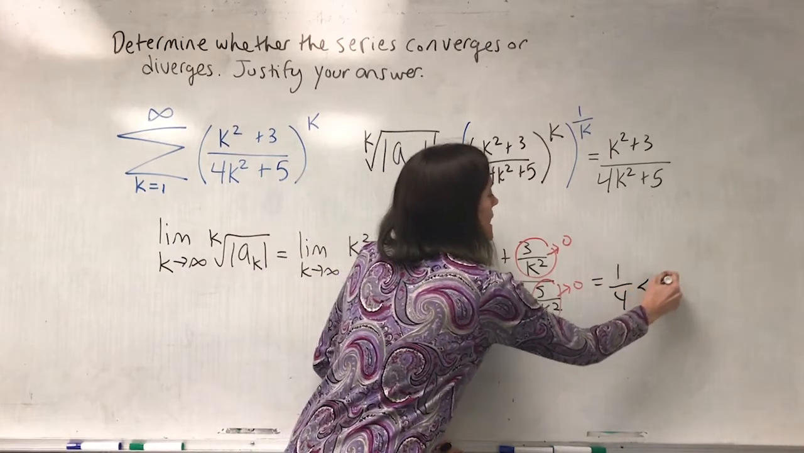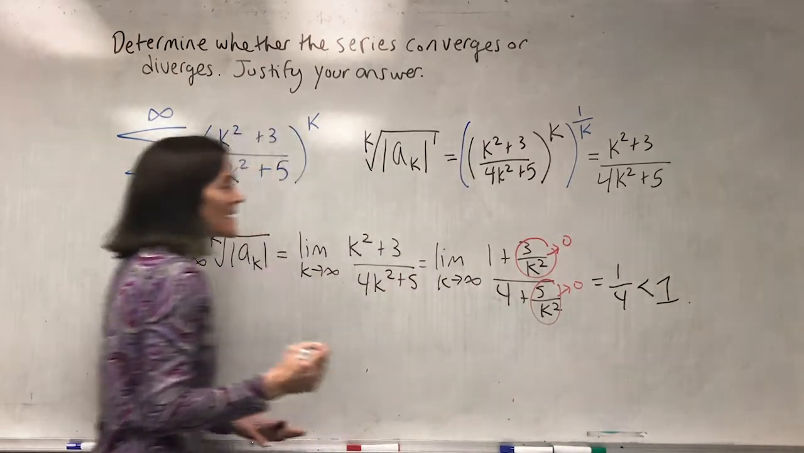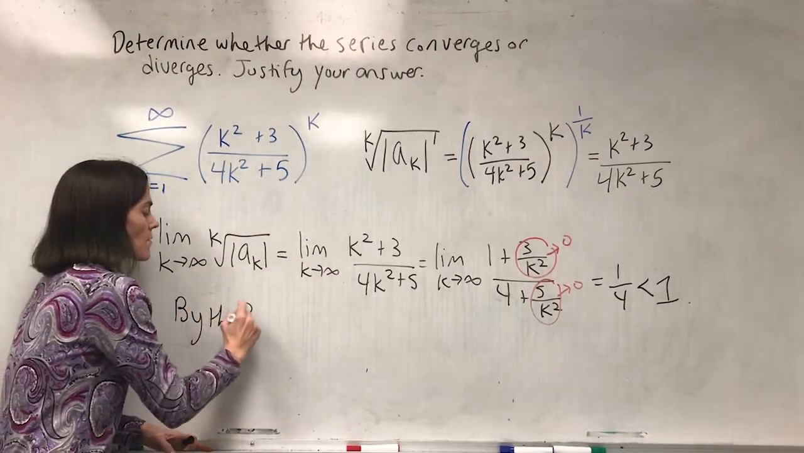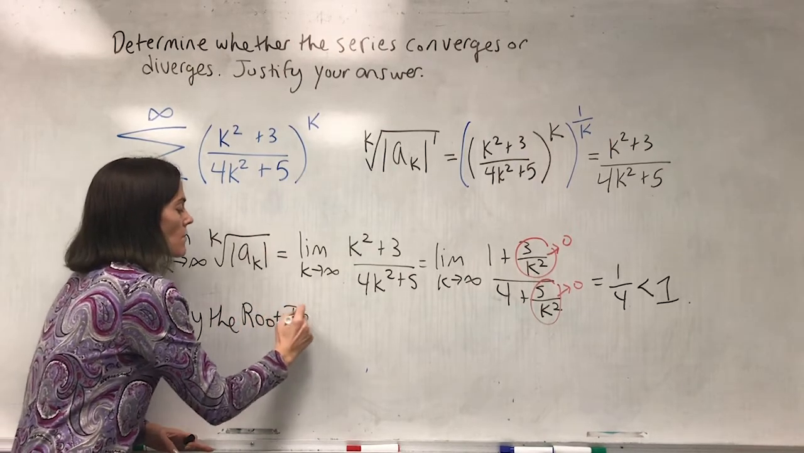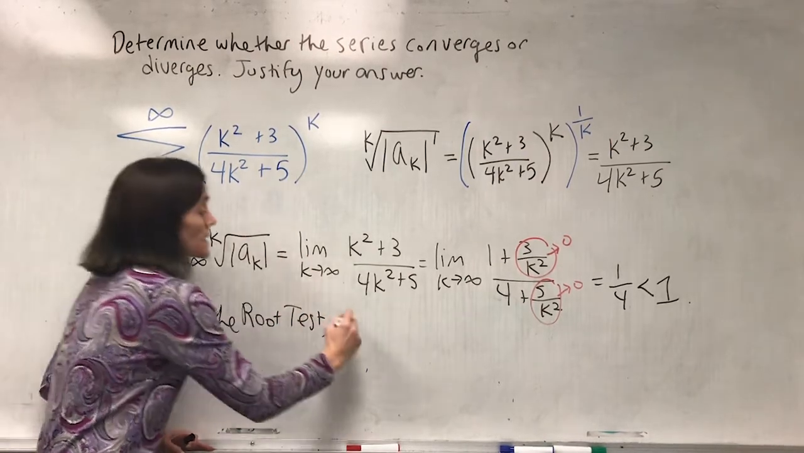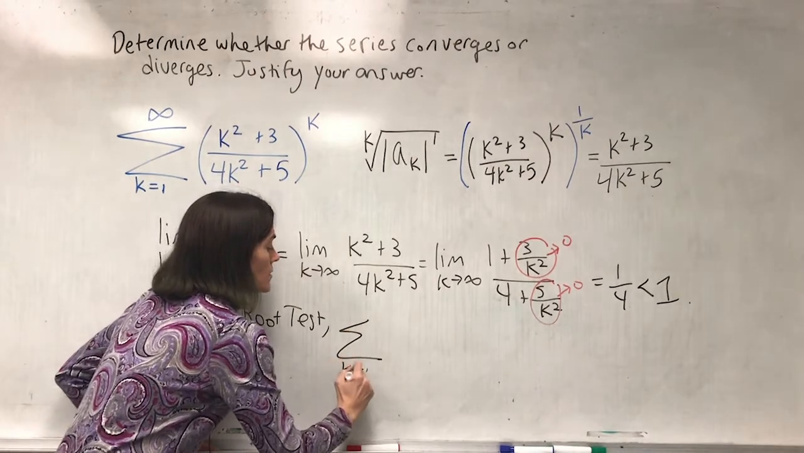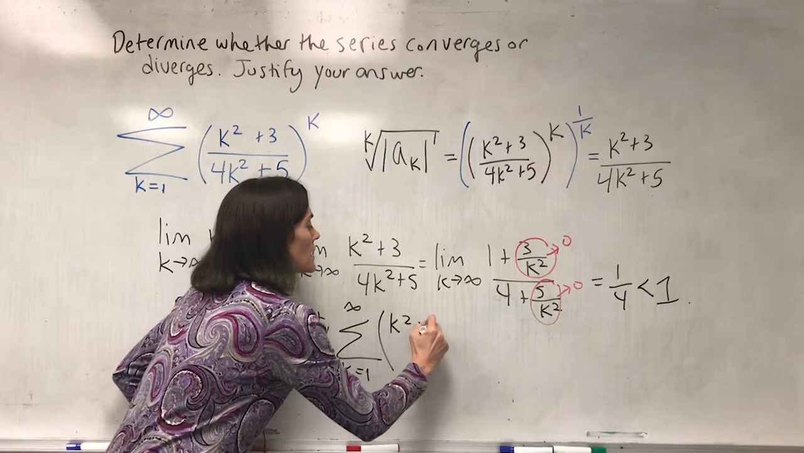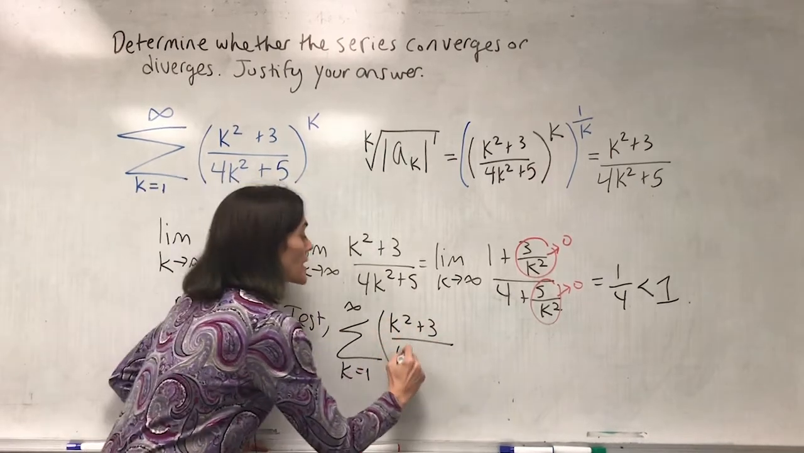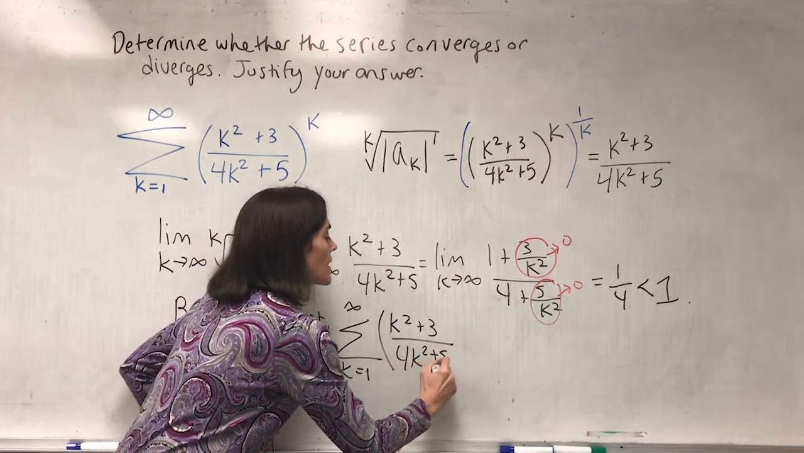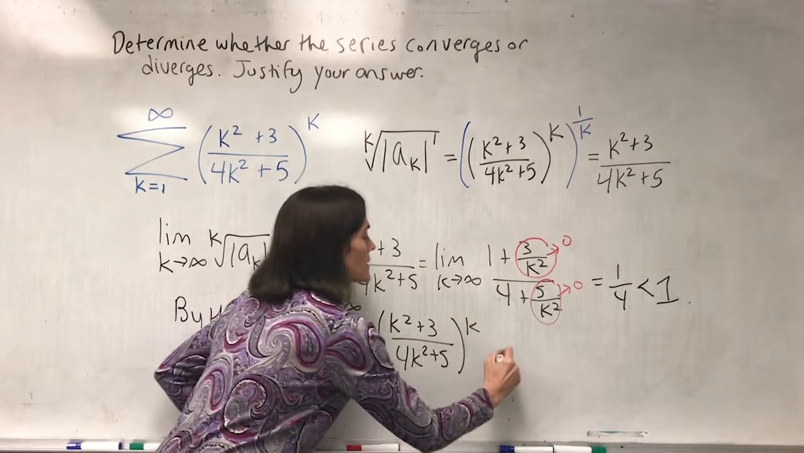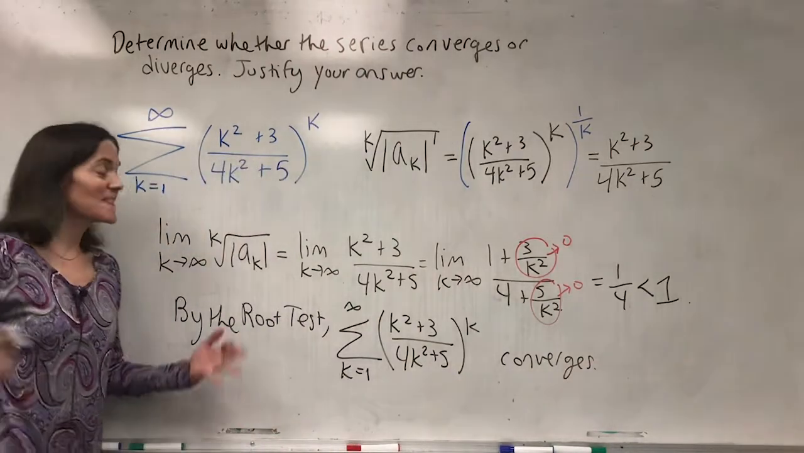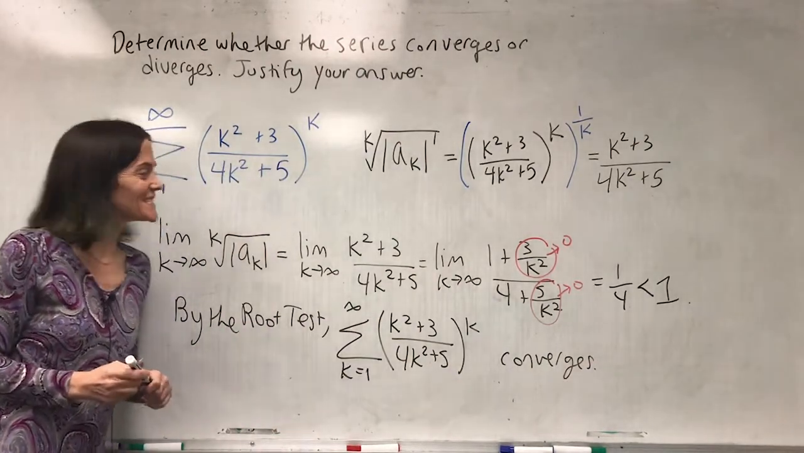which is strictly less than 1, okay? By the root test, this series, k goes from 1 to infinity of k squared plus 3 divided by 4k squared plus 5, all to the k, converges. Okay, so this is an example of the root test.